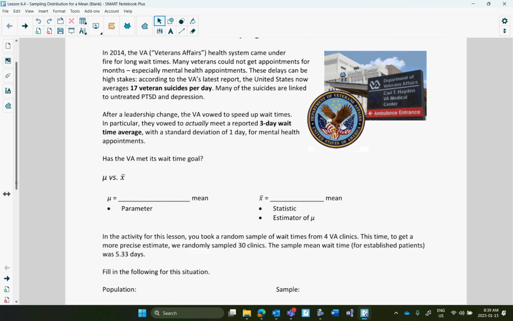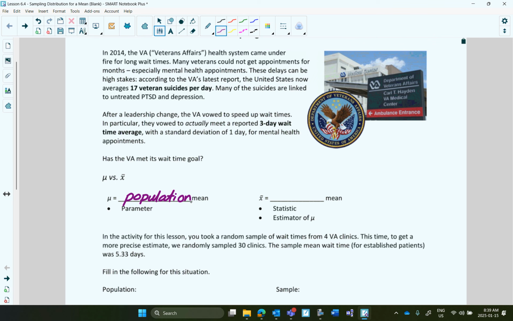So the information we are given is mu, which represents the population mean. So we are given that, it's 3. We are actually given the population standard deviation, it's 1, okay?